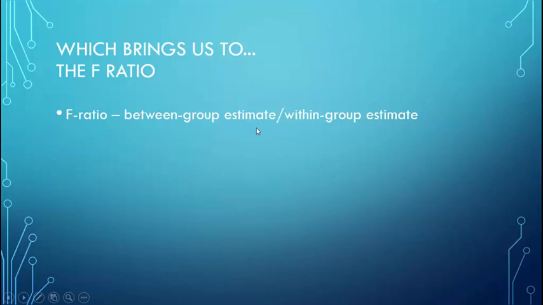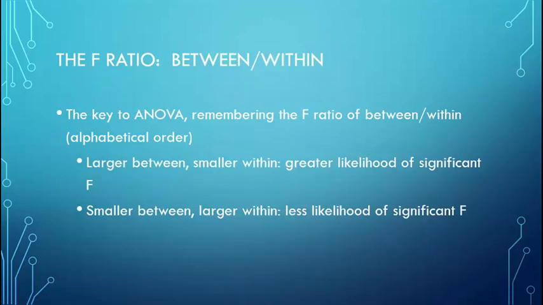I think about it, I remember it, that it's alphabetical, right? B and then W, between, over, within. And that's how we get the F ratio that lets us know whether or not our results are statistically significant. So the F ratio is the key to ANOVA, between, over, within.